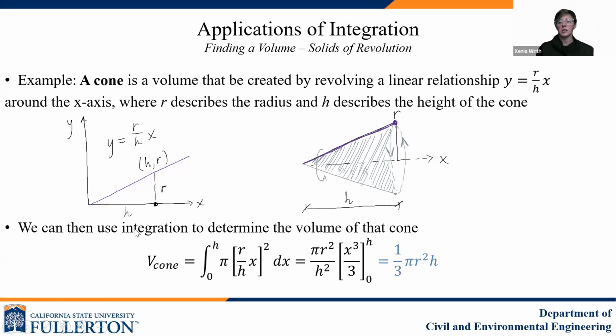And we can use integration to then determine the volume of that cone. We take the integral from 0 to h, the height, which is also the variable that's changing in the x direction. Pi times (r over h x) squared dx gives you the volume of the cone, where r over h x is your function f of x. So you square that dx, and you find, after simplifying and applying your limits of integration, that the volume of a cone is indeed 1/3 pi r squared h.